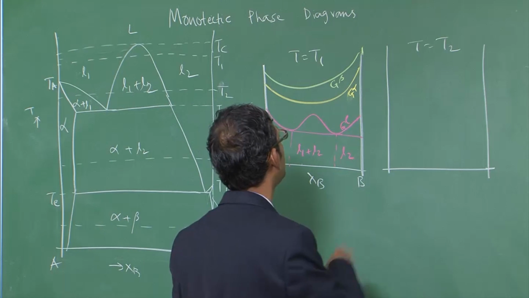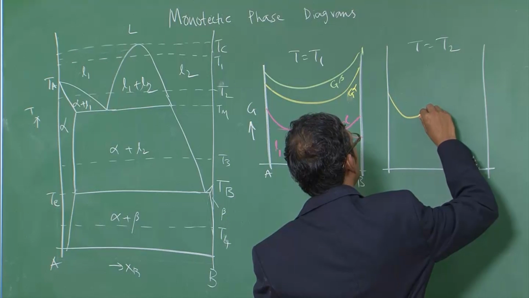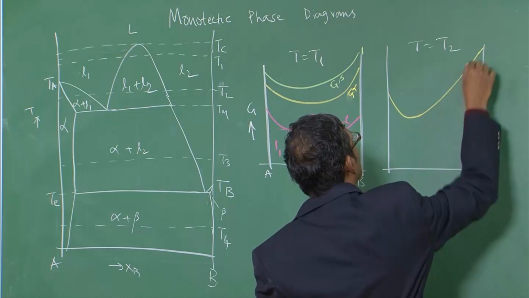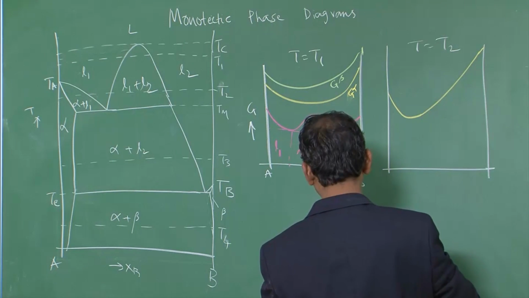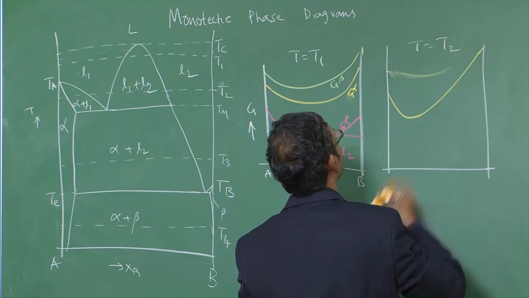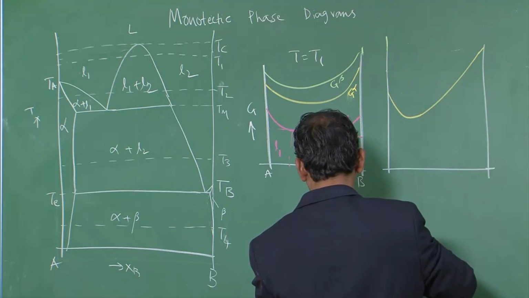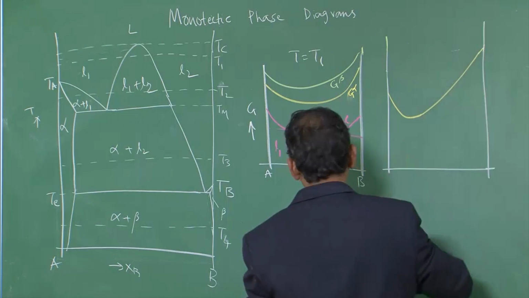So, yellow for the alpha. The alpha curve will come down and then go up, and beta anyway will be much above, so let us not even talk about it. Let me just increase this a little further, so that it looks better.